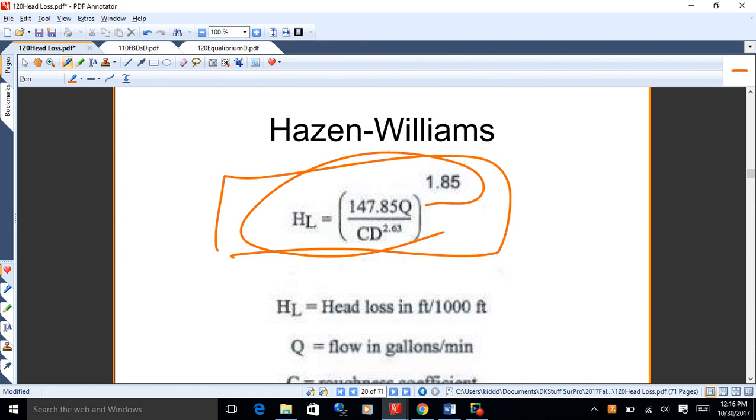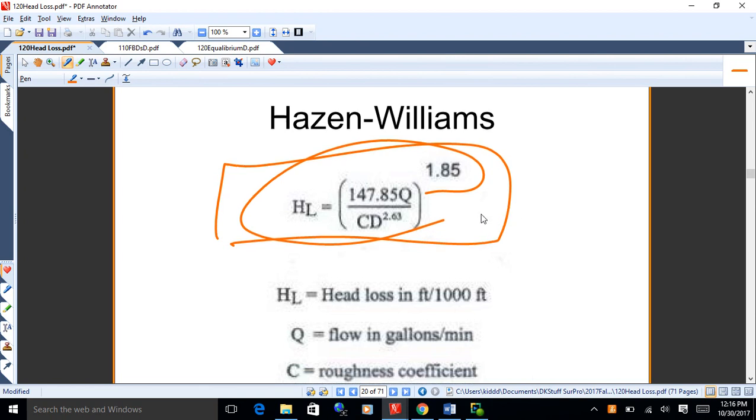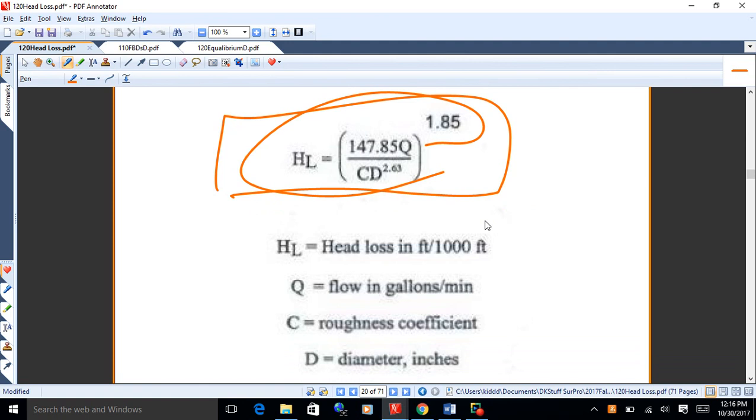107. Okay, great. This doesn't look like a very simple formula, and it's not. You can see what you get out of this: head loss, flow in gallons per minute, C, which is the roughness coefficient, and the diameter in inches. Head loss is 147.85 times the flow rate divided by the roughness factor, divided by the diameter of the pipe in inches to the 2.63 power, and you take it all to the 1.85 power. They just plotted up a bunch of data and did a best-fit curve relationship. It's kind of a crazy equation, obviously.